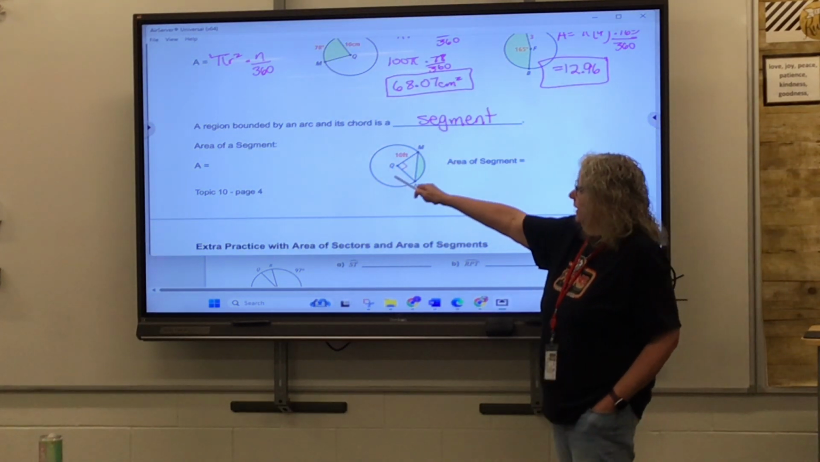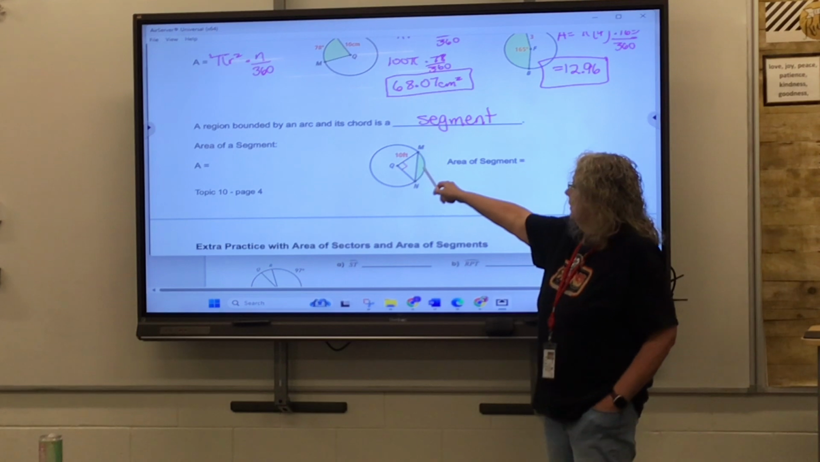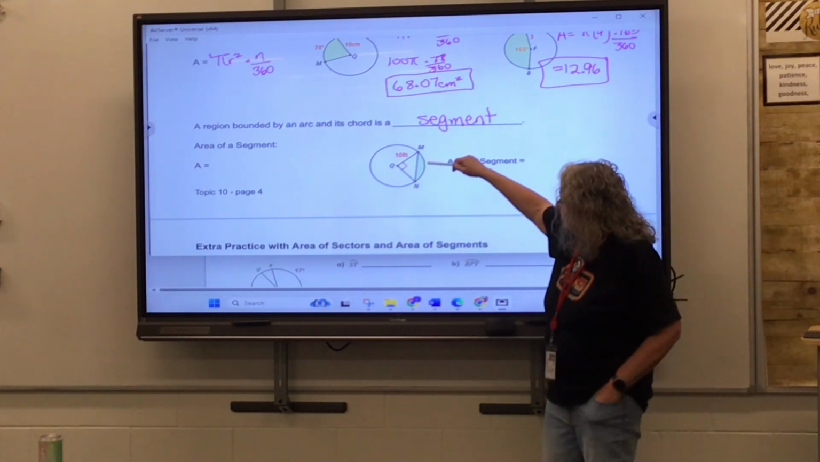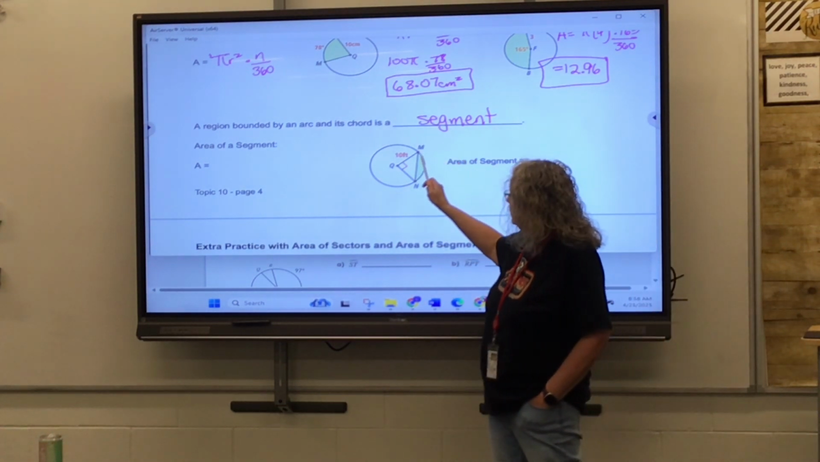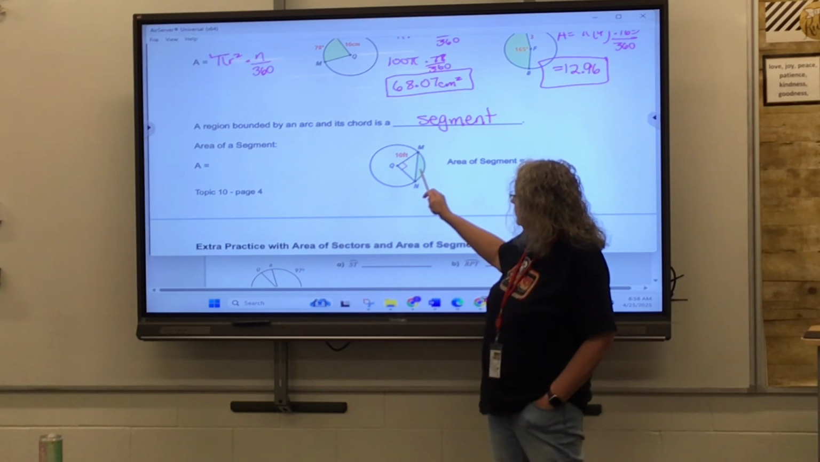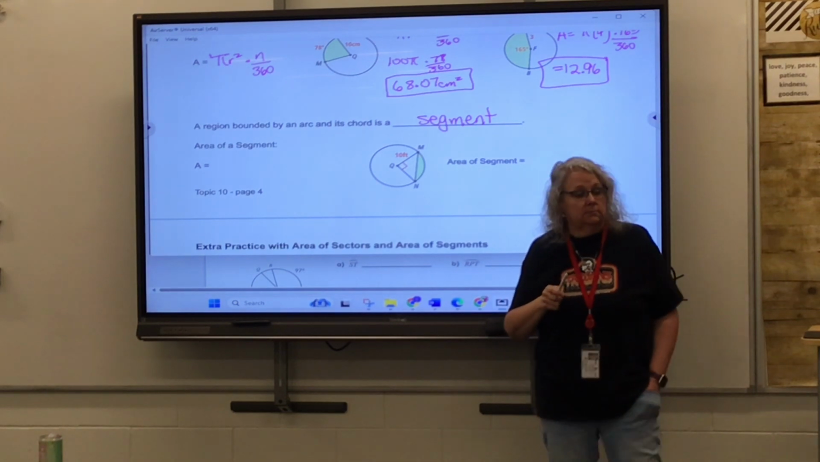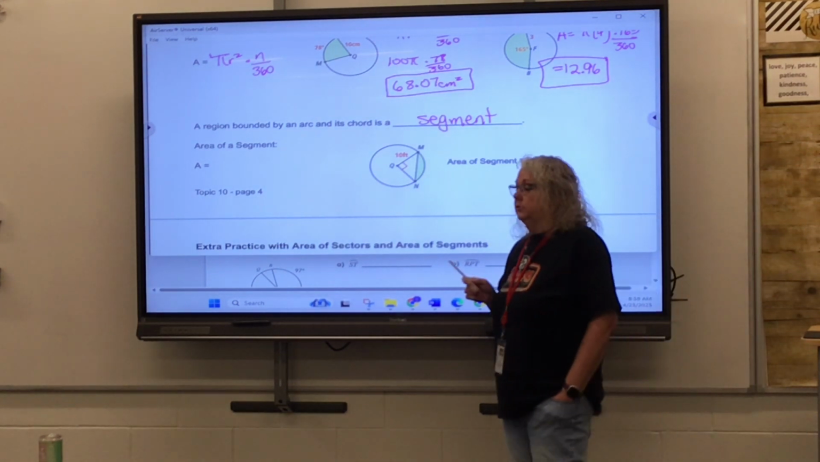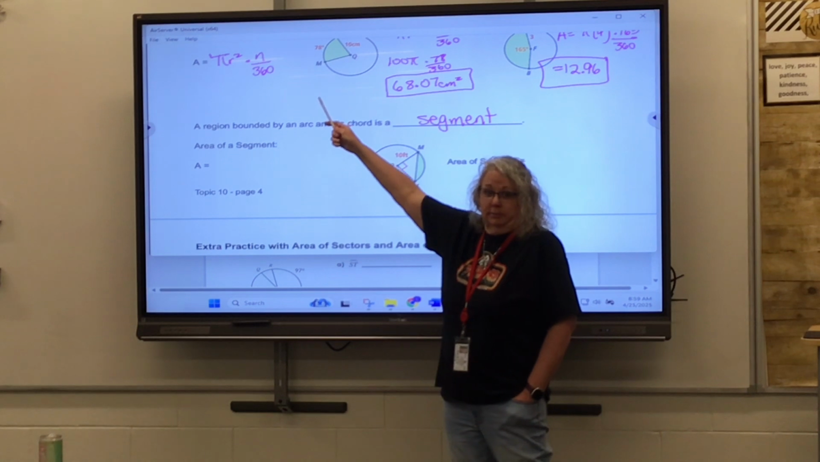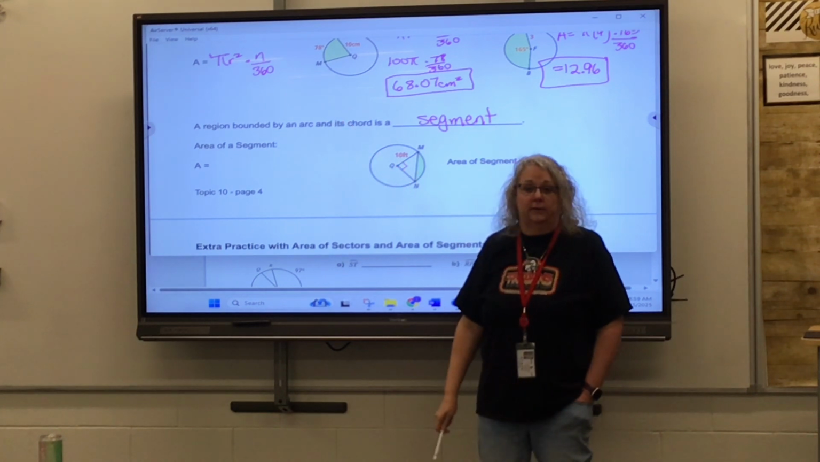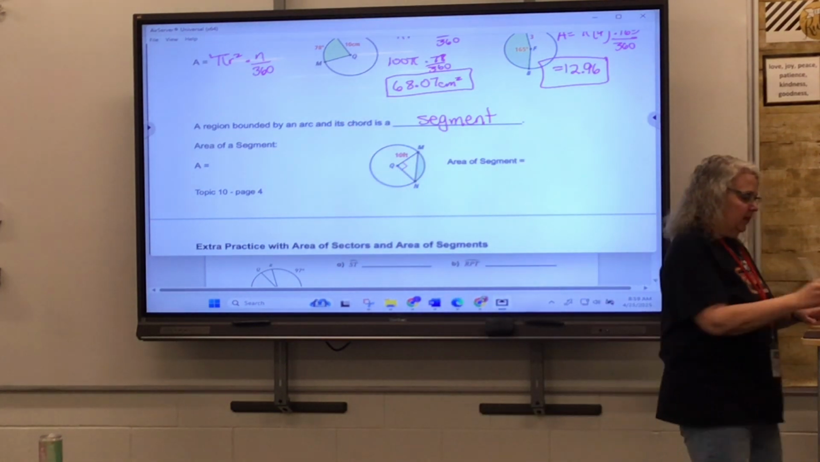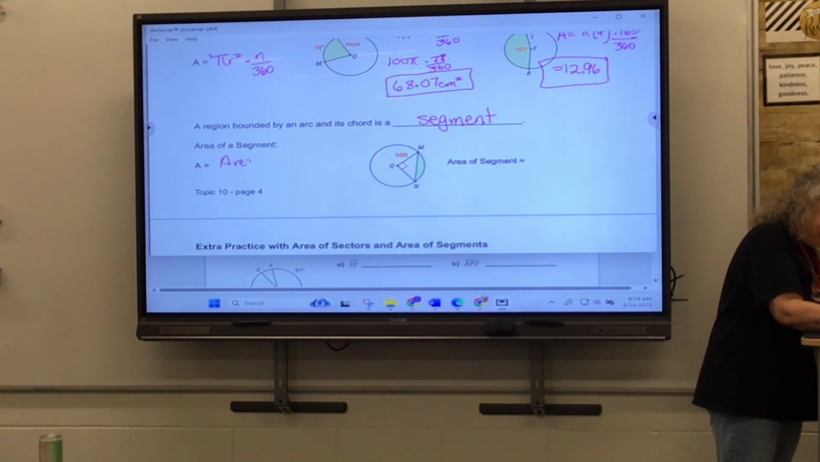All right, area of a segment. So, guys, how do you think you would shade this in on yours because you can't hardly see it? How do you think you're gonna find that part? It's just a part of the circle. You're gonna do the area of the sector that we just did and minus out the triangle. So it's gonna be the area of the sector minus area of the triangle.